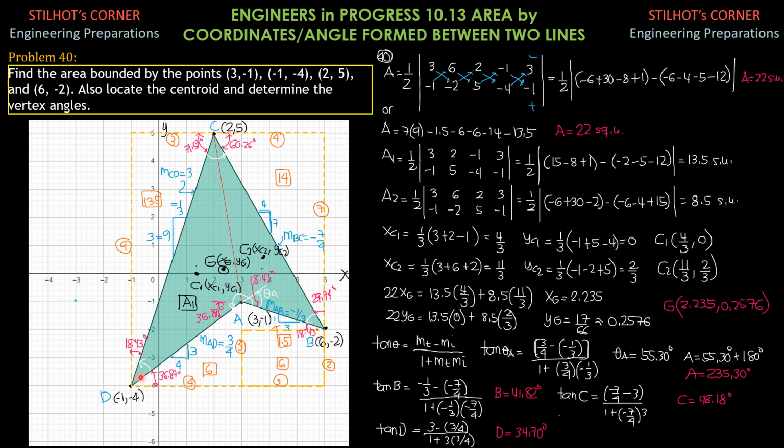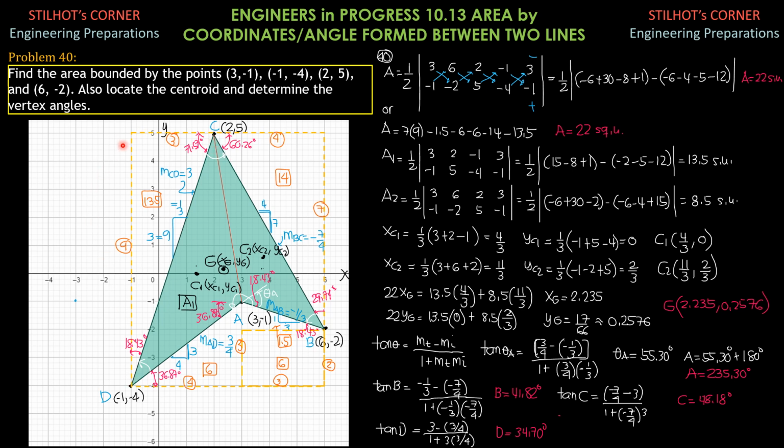Then finally, for angle D, in counterclockwise measurement, this should be the terminal line with slope 3 and the initial line with slope positive 3/4. So tangent of D is terminal slope 3 minus initial slope 3/4, all over 1 plus terminal times initial, and this is positive. So inverse tangent of whatever is the result here using your calculator is 34.70 degrees.